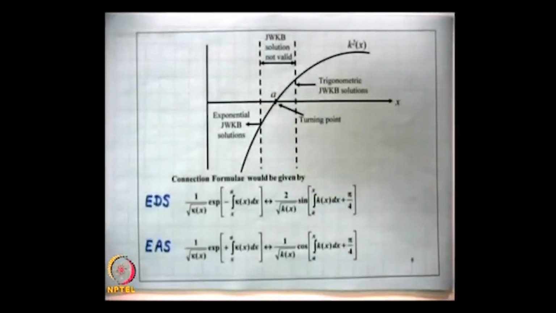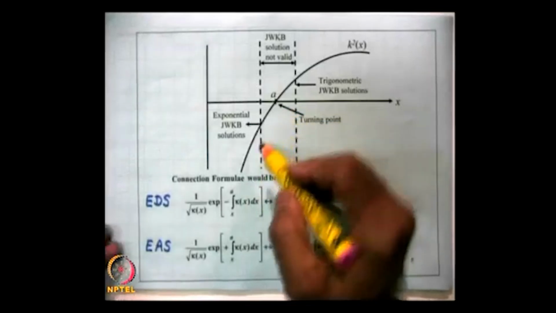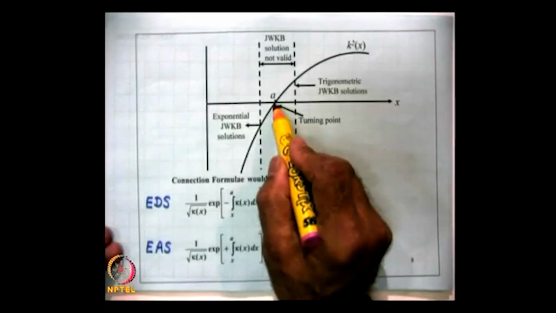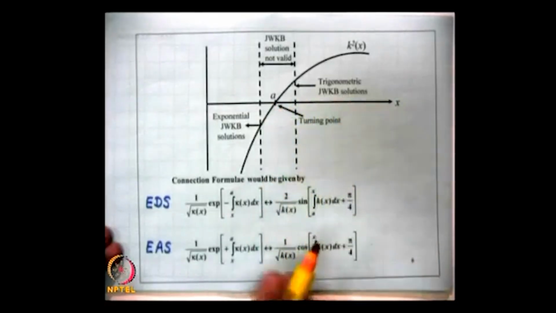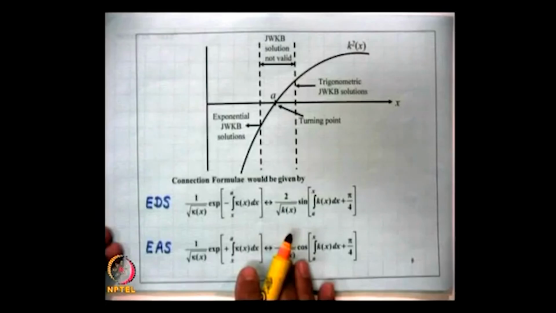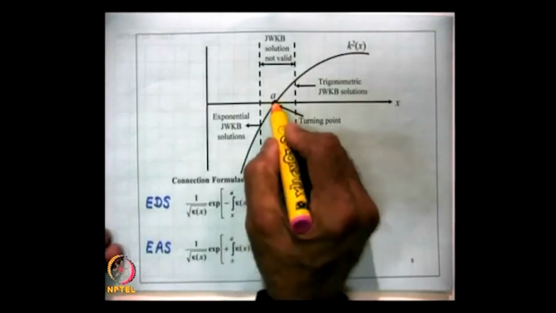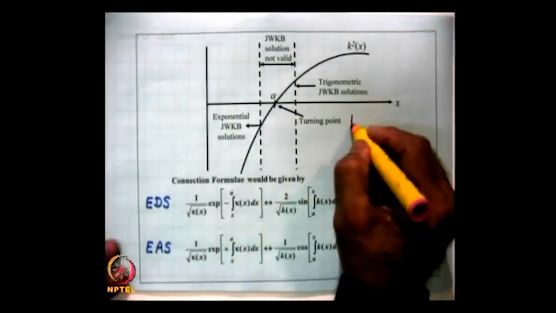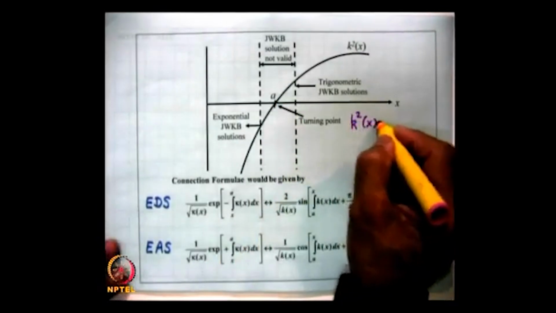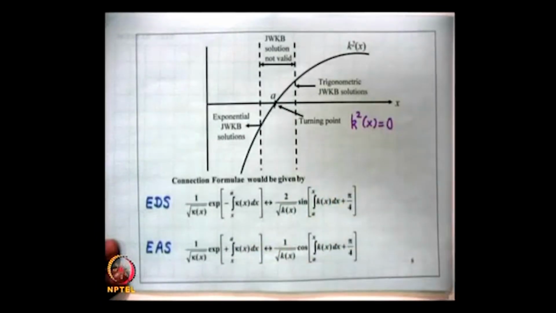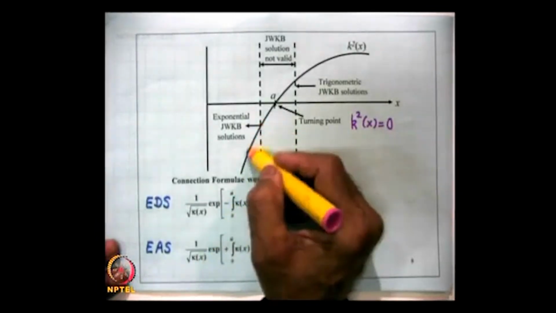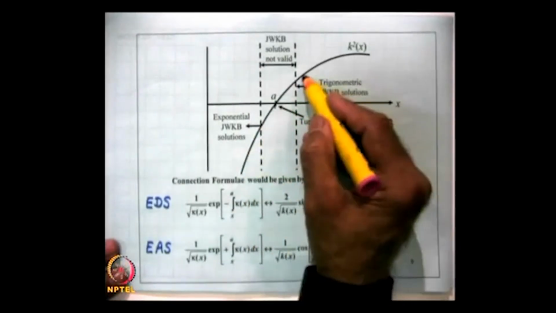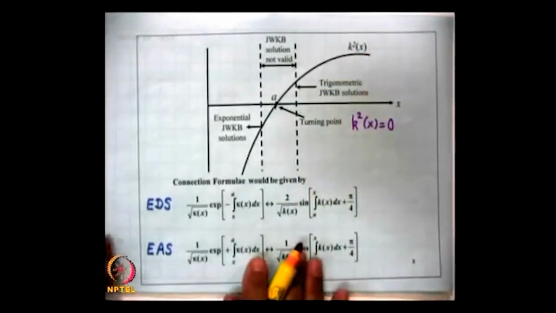and we said that if the k square of x variation is like this, so that the oscillatory solution is to the right of the turning point, this point x is equal to a is the turning point where k square of x is equal to 0. So, in this region you have exponential solutions, and in this region you have trigonometric solutions.